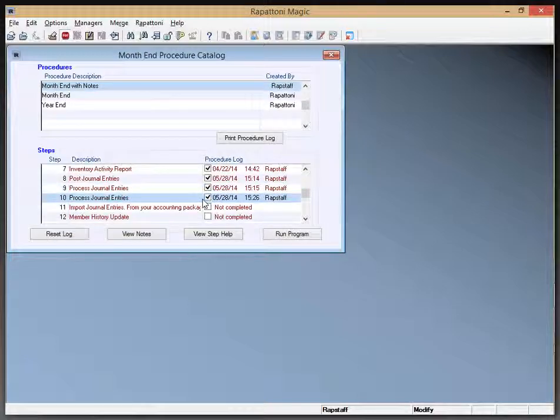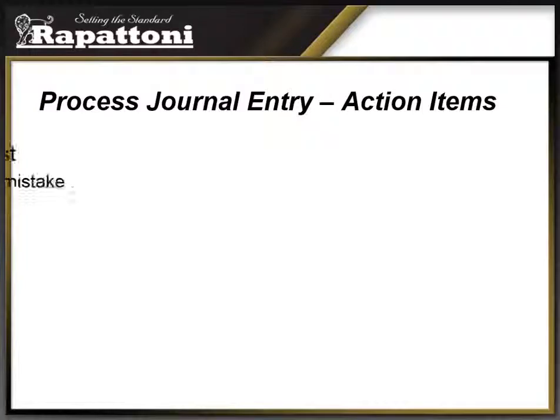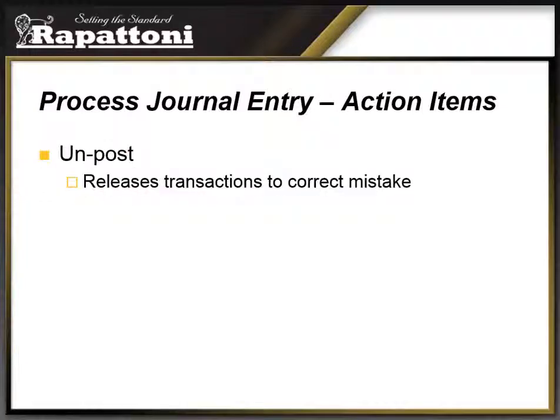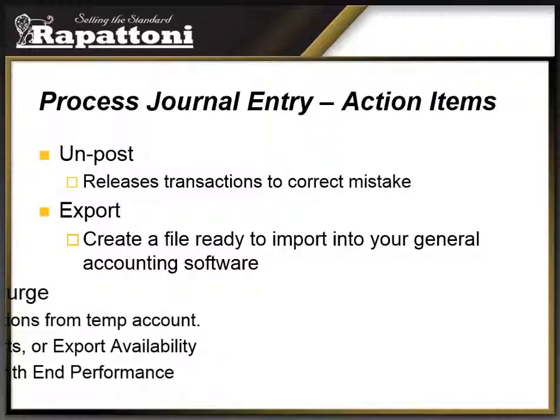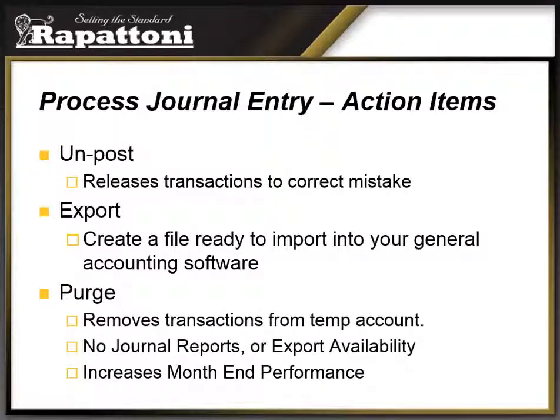So let's review. The remaining action items under Process Journal Entry are to unpost a batch. This releases transactions so you can correct a mistake. To export the items in a batch, this creates a file ready to import into your general accounting software. Or to purge a batch, this removes transactions from the temp account. You can't run journal reports or export items from this batch because the batch is now empty, but you can unpost the batch if you need to. We do this to increase the month-end performance, makes it go a little more quickly and smoothly.